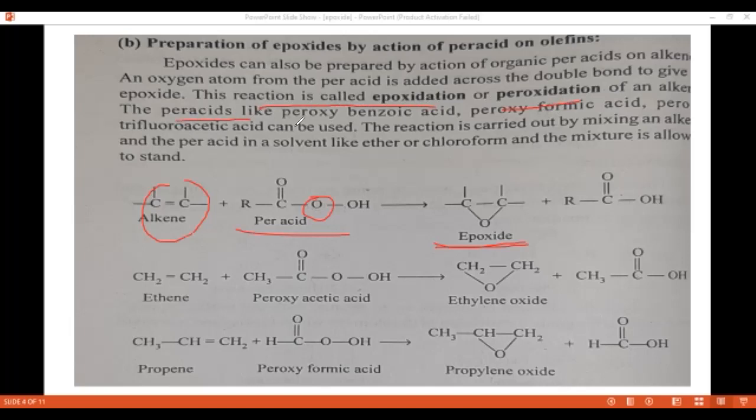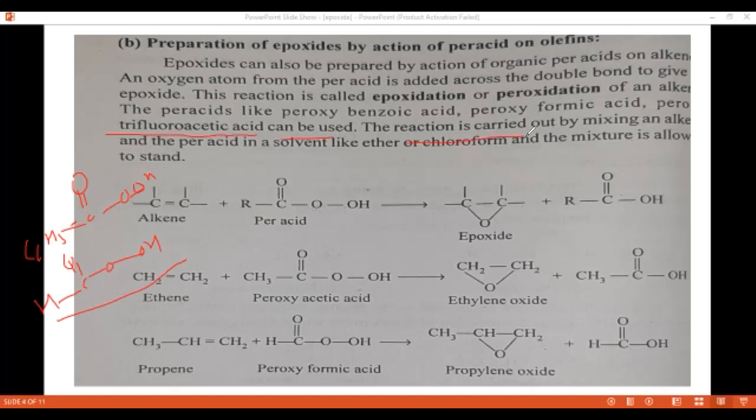Peracids like peroxybenzoic acid, peroxyformic acid, and peroxytrifluoroacetic acid can also be used. These are a number of examples of peracids. Peroxybenzoic acid is C6H5 C double bond O OH. Peroxyformic acid is H C double bond O OH. Peroxytrifluoroacetic acid can also be used.